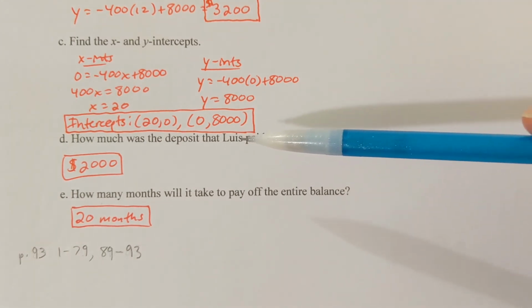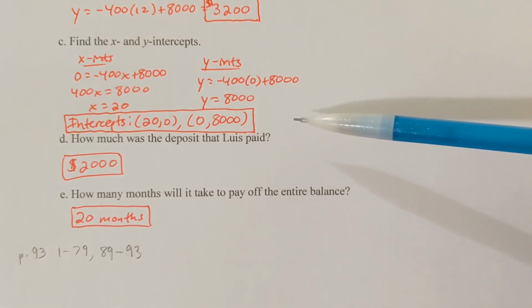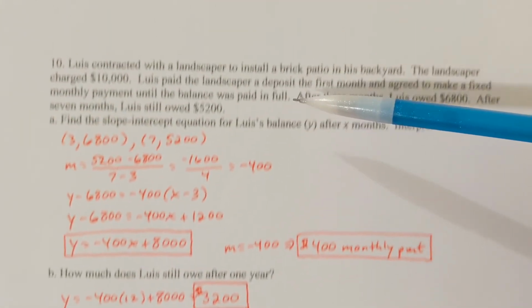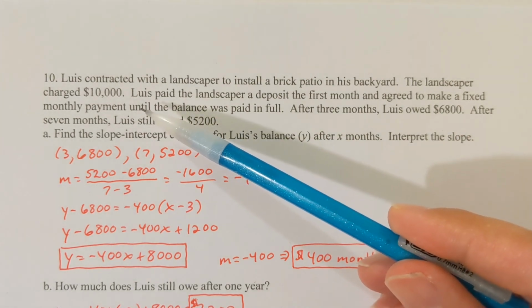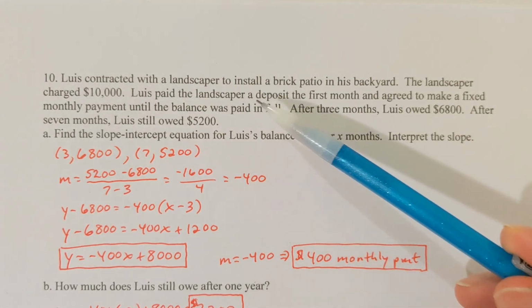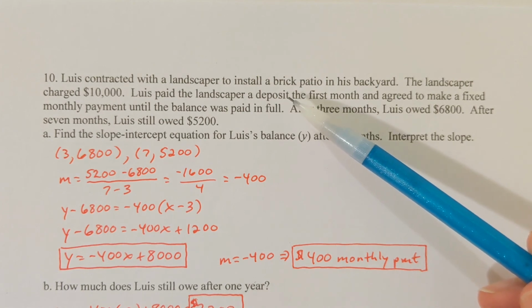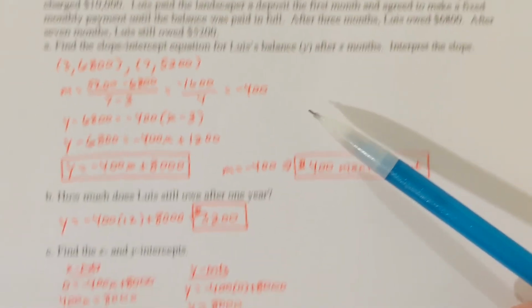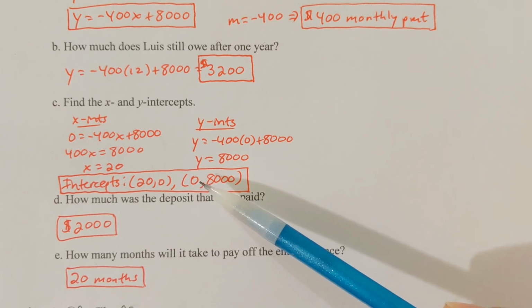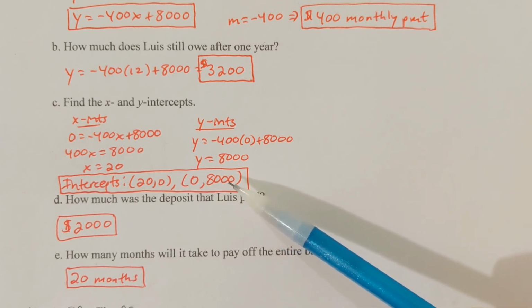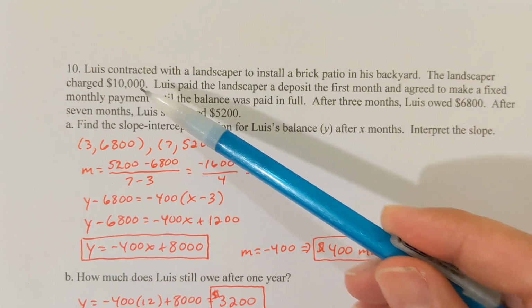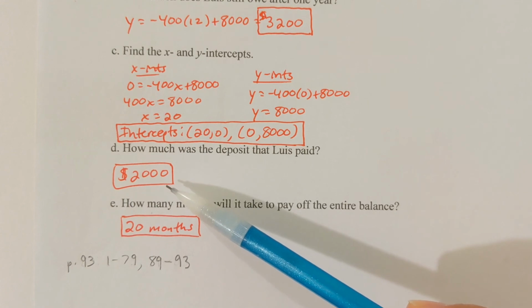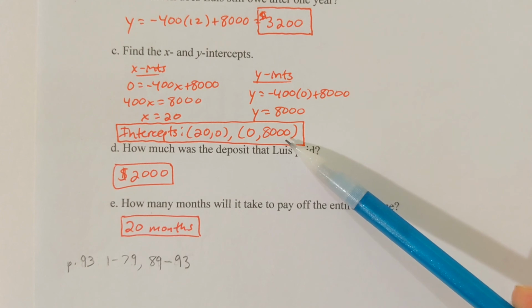Okay, part D. How much was the deposit that Luis paid? Well, they didn't tell us that, but they said that the landscaper charged $10,000. Luis paid the landscaper a deposit. Okay, so at time 0, he owes $8,000. Well, hold up. I thought he owes $10,000. No. That means that he put $2,000 down. So at time 0, he's going to owe $8,000.